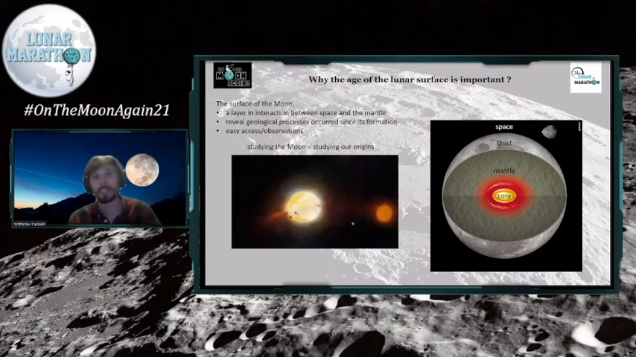And what you find on the surface of the moon in terms of the composition of the rocks, their age, and the features that shape the surface can give you a lot of information about what has happened and what is still happening in its interior, but also in space.